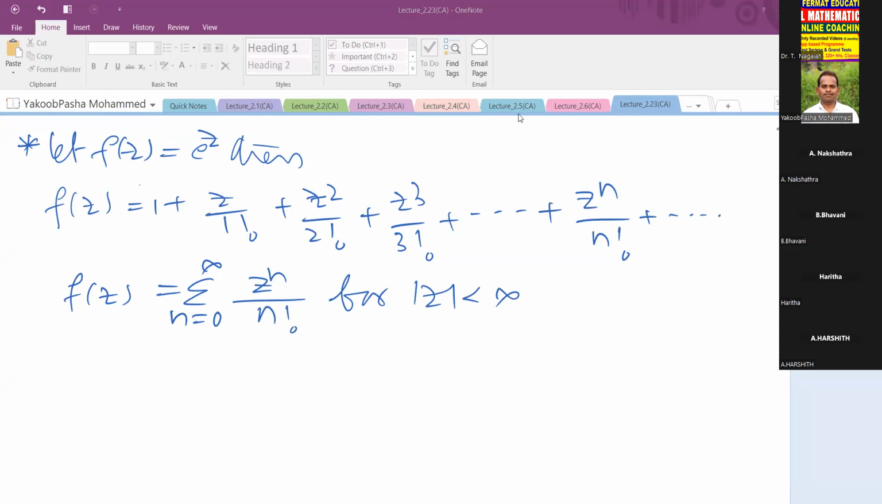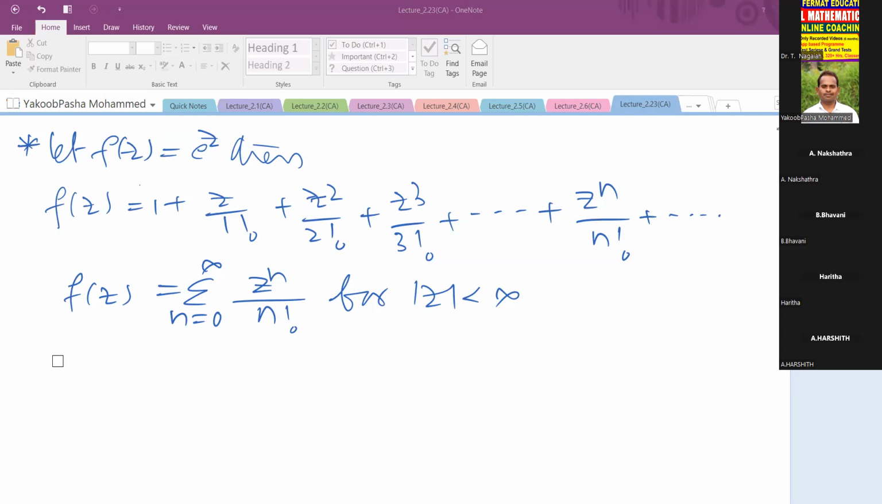Absolutely, we can say that e to the power of z is an analytic function everywhere, so it is an entire function. Simply, we can say that every polynomial is an entire function. This is the expansion of e power z. Okay, now we can remember this.